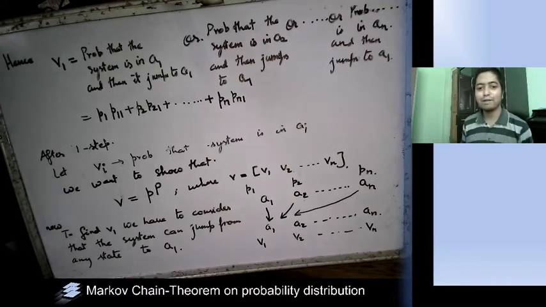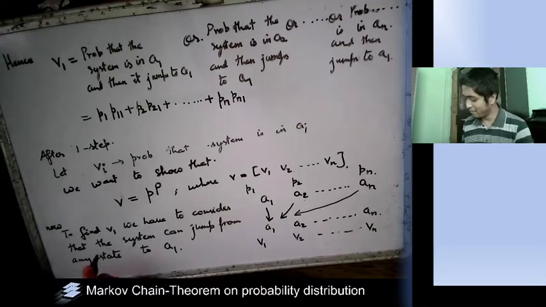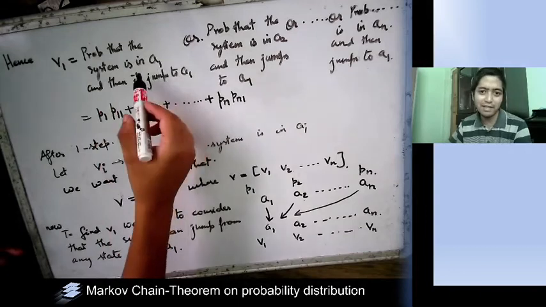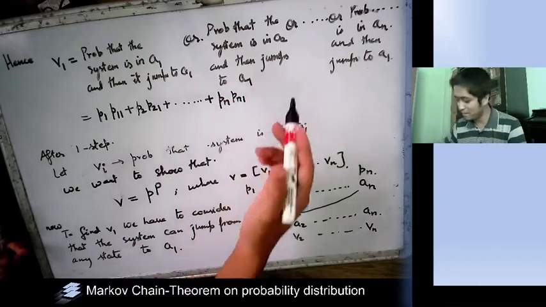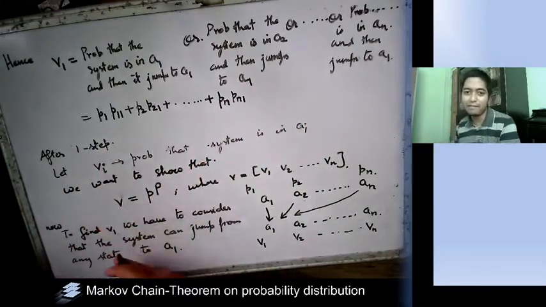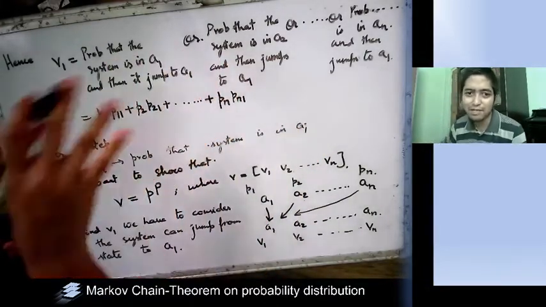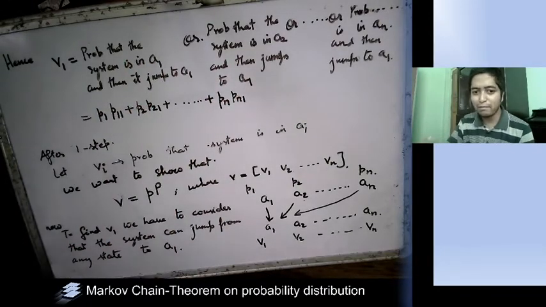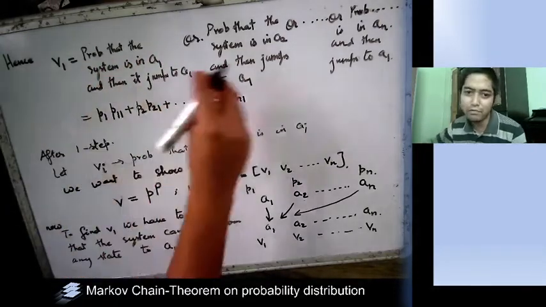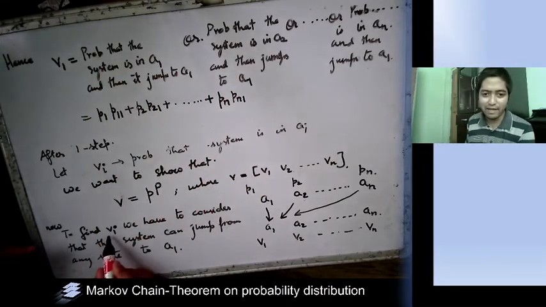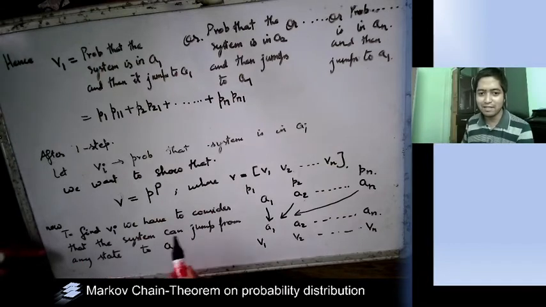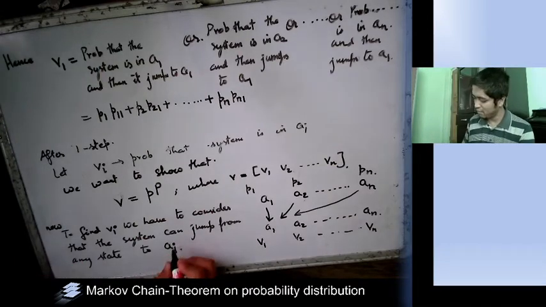I've written it for V1. Similarly, we can find V2. For V2, we have to consider that the system is in A1 and then jumps to A2, or it is in A2 and it can jump to A2. For finding V2, V3, we can just modify this a little bit. Instead of writing V2, V3 separately, I will just write Vi. To find Vi, we have to consider that the system can jump from any state to Ai.